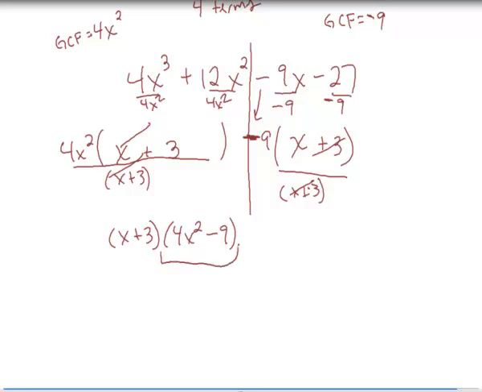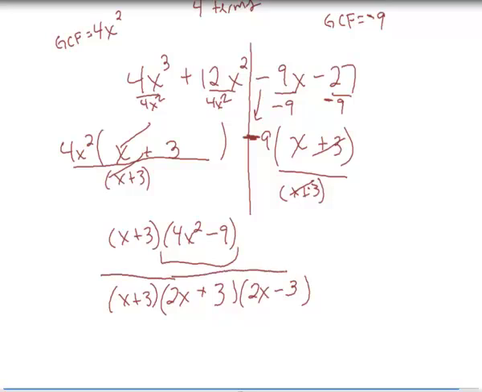Just to note, sometimes you have more than one way to factor things and you have to keep going. So the x plus 3 stays. The difference of squares 4x squared minus 9 factors into 2x and 2x, because those two multiply to 4x squared, and 3 and 3 because they multiply to 9. And one's positive and one's negative. You can absolutely check this and get back to the same answer.